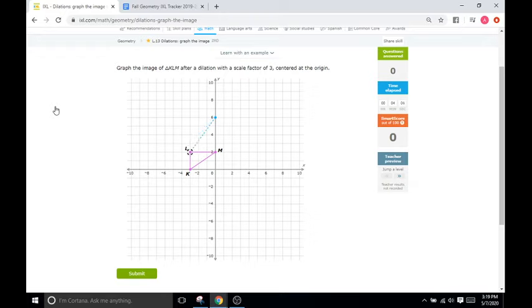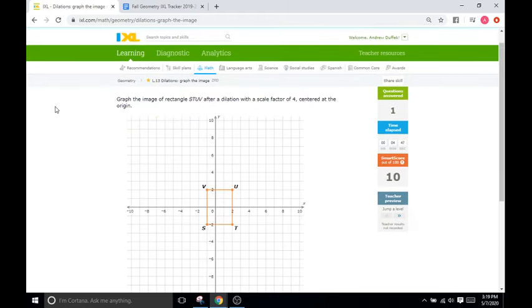Now we're going to go to L. L is at negative 3, 2. Negative 3 times 3 is negative 9, and 2 times 3 is 6, so let's bring it up here. Then we'll do the last point, K. K is at negative 3, 0. Negative 3 times 3 is negative 9 right here, and 0 times 3 is 0, so we'll just leave it there. We just dilated our figure by a scale factor of 3 about the origin.